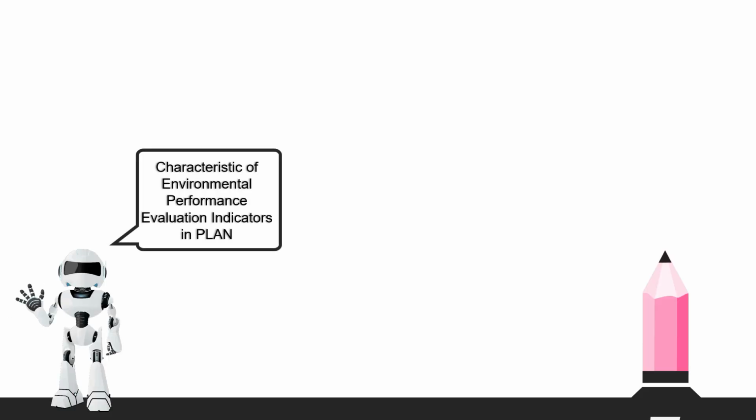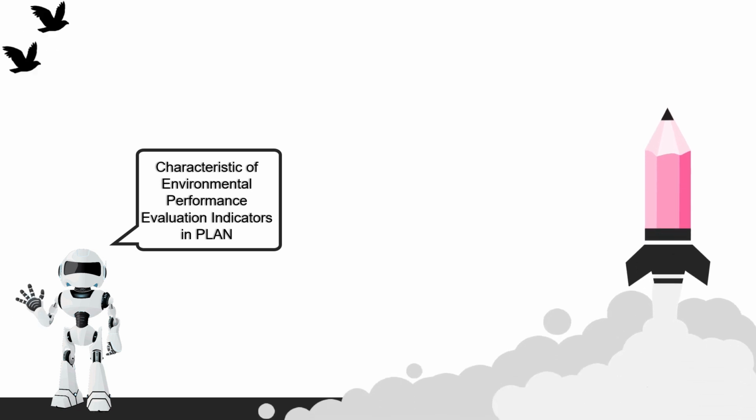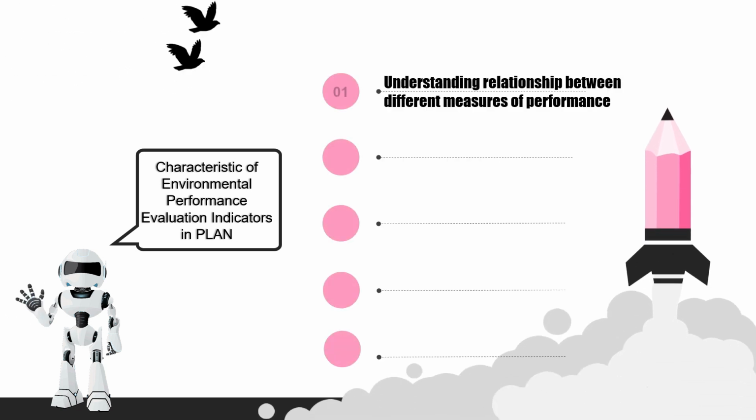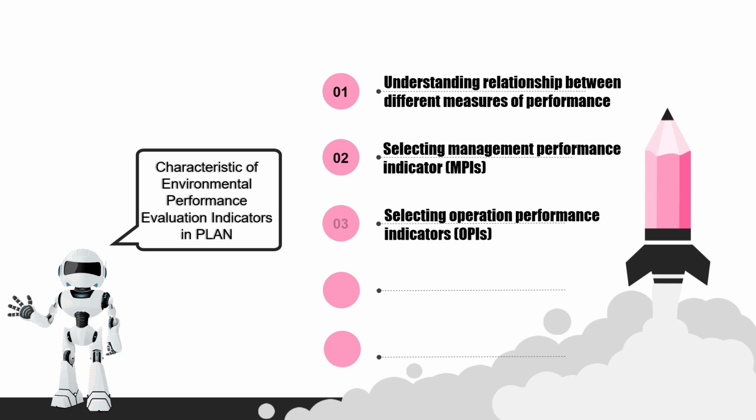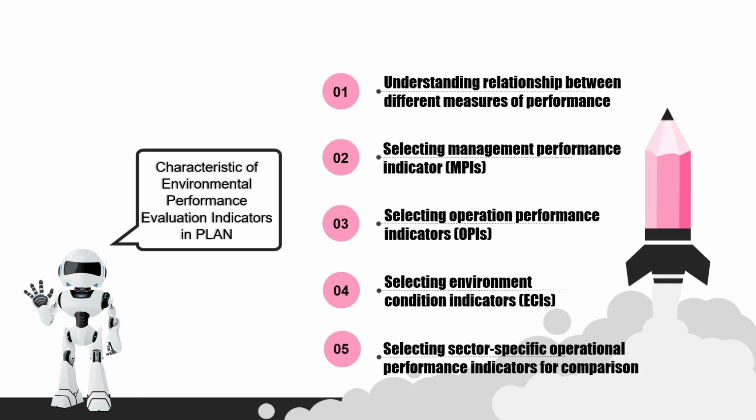Next, in the previous video, we also discussed the characteristic of environmental performance evaluation indicator in plan. First, understanding relationship between different measures of performance. Second, selecting management performance indicator. Third, selecting operational performance indicator. Next, selecting environmental condition indicator. And lastly, selecting sector-specific operational performance indicator for comparison.